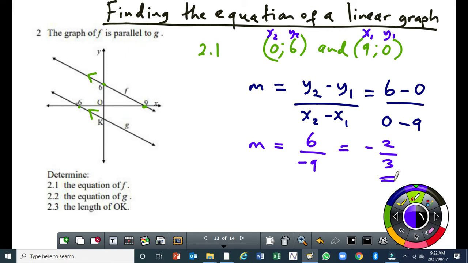Now, once you find the gradient, there are 2 ways to find the equation. Given the nature of this class, I have to show you both ways. The first way, which most learners may understand, is to use the general equation of the straight line to determine the equation. So we'll say y equals mx plus c, because most learners won't see that the 6 is the c. But the c is there on the graph. You don't have to calculate it, but not everyone will see that.